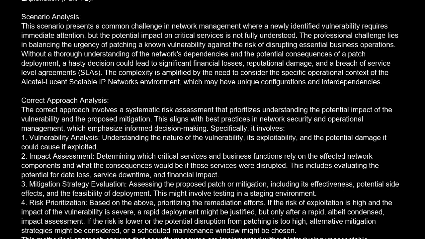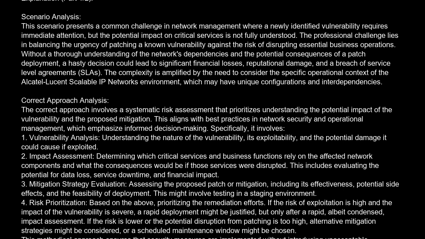2. Impact assessment, determining which critical services and business functions rely on the affected network components and what the consequences would be if those services were disrupted. This includes evaluating the potential for data loss, service downtime, and financial impact. 3. Mitigation strategy evaluation, assessing the proposed patch or mitigation, including its effectiveness, potential side effects, and the feasibility of deployment. This might involve testing in a staging environment.